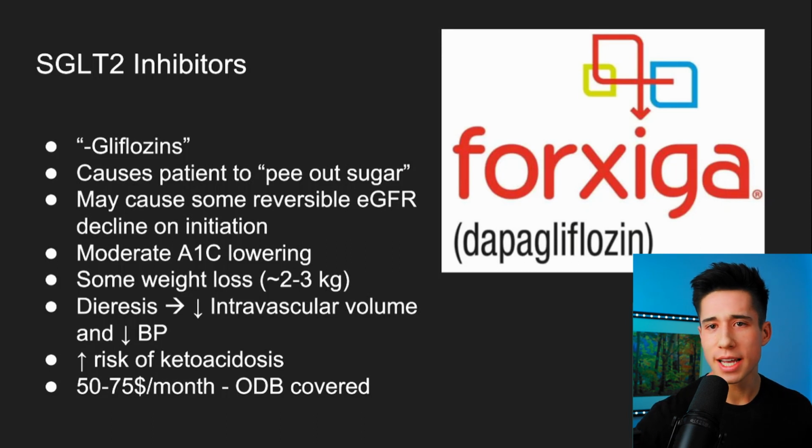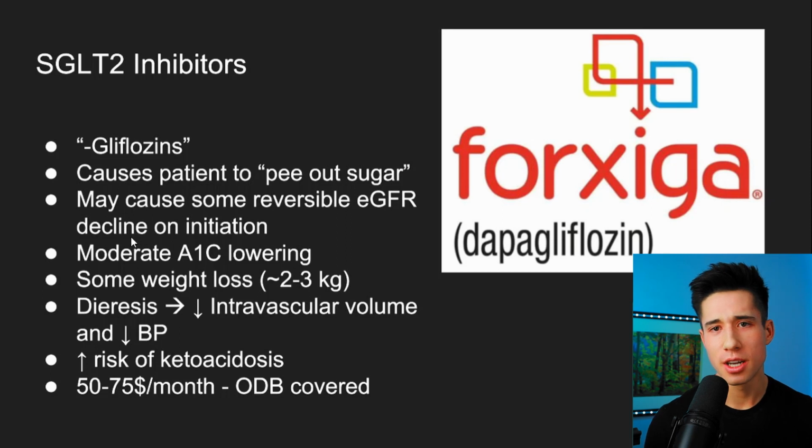So now let's just do a quick review of SGLT2 inhibitors. This class of drug, they're called the gliflozins, right? We have our empagliflozin, our canagliflozin, our dapagliflozin, however you guys want to pronounce it, but they're the gliflozins. How do they work? They cause our patients to pee out sugar. They prevent the reuptake of sugar from the proximal tubule of the nephron. So that's how they work. And then sugar doesn't get reabsorbed, so it just gets excreted. When you start an SGLT2 inhibitor, it might cause some reversible decline in GFR. It's something to point out.